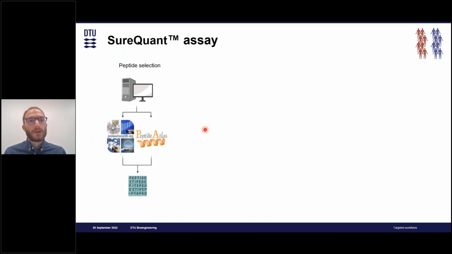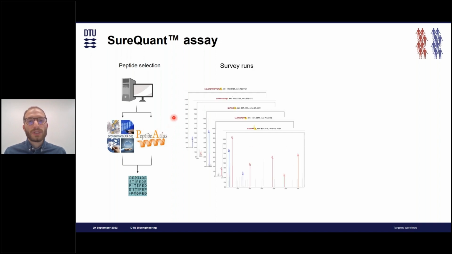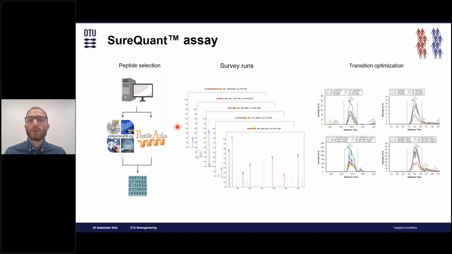So to establish our assay, we had to, of course, select heavy peptides, and we developed a tool to query available data from databases like Peptide Atlas and ProteomicsDB to find the most prototypic and have reference peptides for each protein of interest. We conducted survey runs to figure out which transitions we should monitor and whether our peptides fly well with our setup. And we had to, of course, optimize our transitions, remove any interfering ions, and make sure that everything looks good.